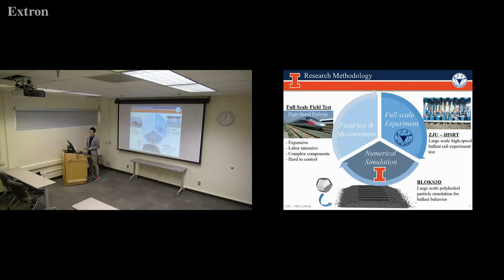So in this project, the full-scale experiments were conducted in the ZJU high-speed rail test facility, which is located in China, and the numerical simulation was done here at UIUC using the DEM software called Block 3D. As for the full-scale field test, it is not involved in this project because it is usually very expensive and labor-intensive, and usually consists of very complex components, which makes it hard to control the process and the results.